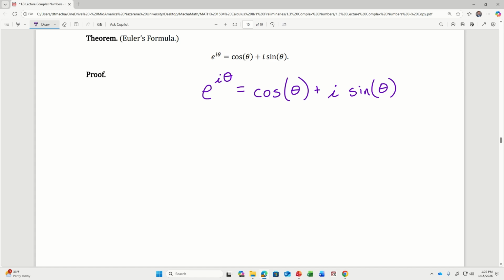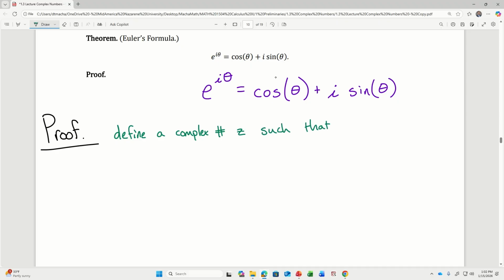And like I said, the proof is going to involve just a little bit of calculus. So how do we prove this? How would you convince somebody that this must be true? You say, define a complex number z such that z is going to be equal to cosine of theta plus i times sine of theta for some real number theta.